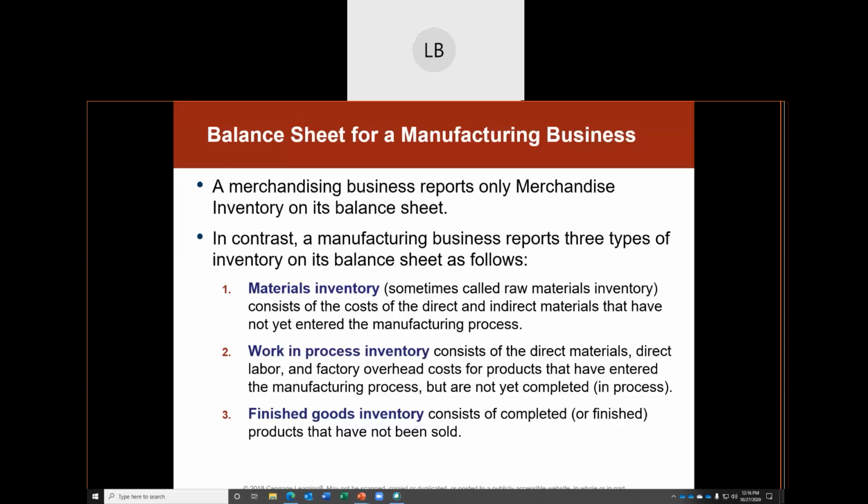Okay. So think of it from a process perspective. First, it's raw materials, which is your materials inventory. Then we take it out of there and we put it into work in process. Once the guitar is done being manufactured, we take it out of work in process and put it into finished goods. Exactly. Very good.